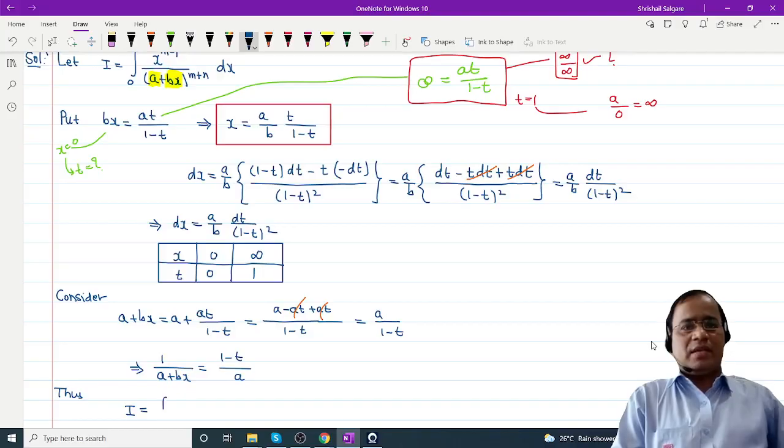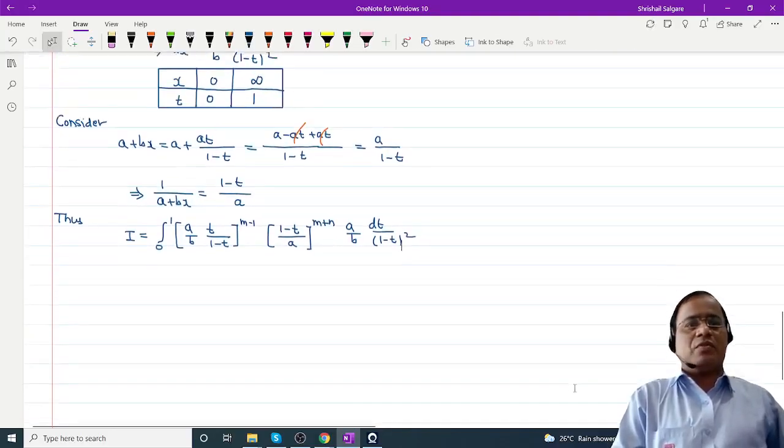I is equal to, what are the new limits? 0 to 1. So first I will write the value of x. The value of x is a divided by b, t divided by 1 minus t, its whole bracket raised to m minus 1. Is it right? After that 1 upon a plus bx, that you have calculated, 1 minus t divided by a, that whole raised to, what is that power? m plus n. And that dx you have calculated, a divided by b, dt divided by 1 minus t its bracket square. Now I will scroll, only I have to simplify.